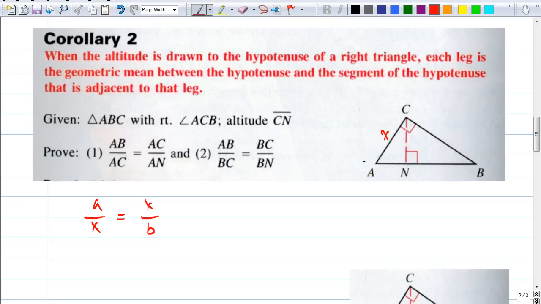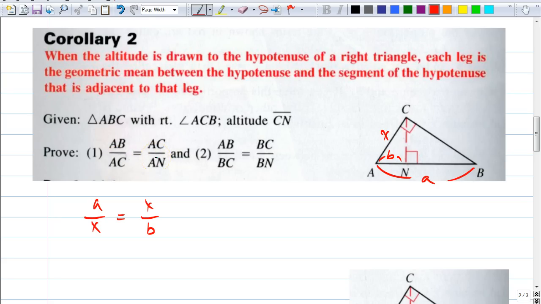So which one of these is your x? That's what we have to figure out. Each leg is the geometric mean between the hypotenuse. Where's the hypotenuse? AB. There's your a. And the segments of the hypotenuse, there are two, AN and MB, just like before. But which one do we want? The one adjacent to that leg, the one that we just chose, x. Which one is adjacent to the leg? AN. There is your b. So AB over AC, which is a over x, equals AC over AN, which is x over b.